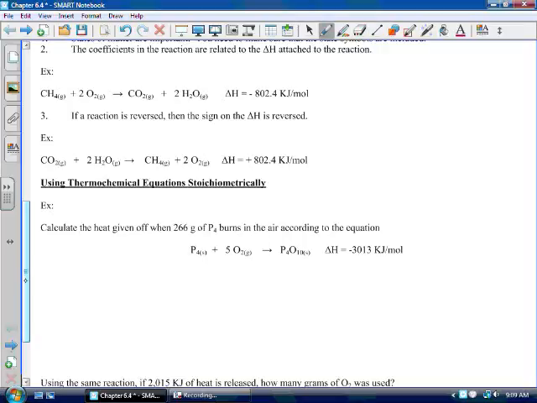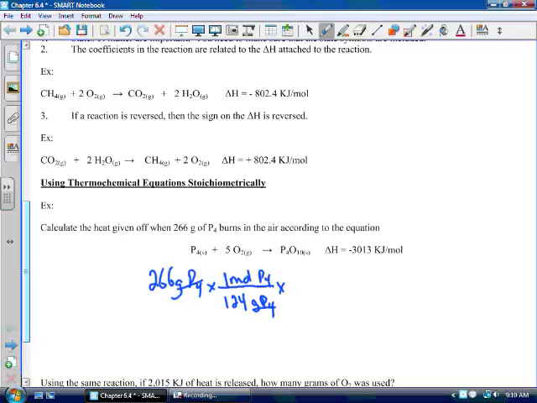To solve for how much heat energy has been given off, we start with what we're given, 266 grams of P4. Just as we did in chapters 3 and 4, we can't do anything with grams. When you're given mass in grams, you almost always have to change that to moles. So we go from grams to moles by using the molar mass. 1 mole of P4 equals 124 grams of P4. All I did there was take P times 4, so 31 times 4, and get that. Now, that will give me moles of P4. That's not what I'm looking for. I'm looking for how much energy it is.